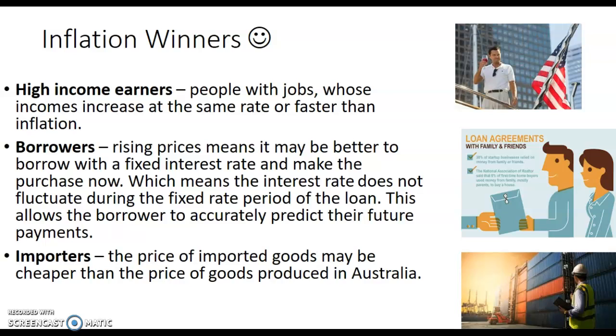Okay. Now importers, the price of imported goods may be cheaper than the price of goods produced in Australia. We import a lot from China. Most of the products sold in Kmart, Target are all made in China or Bangladesh or India. So if you're importing goods, it may be cheaper, because if the inflation rate is increasing, we are going to buy from outside, which is going to be cheaper for us because the prices in Australia will be higher.